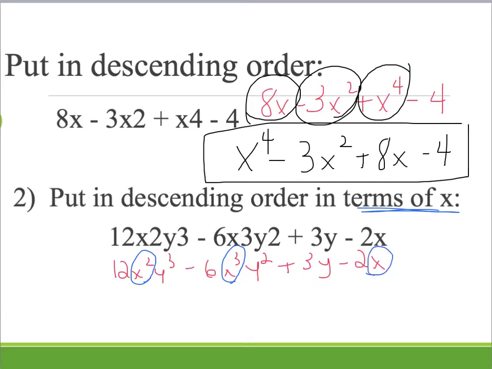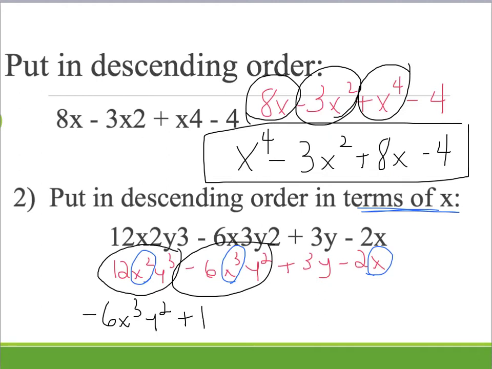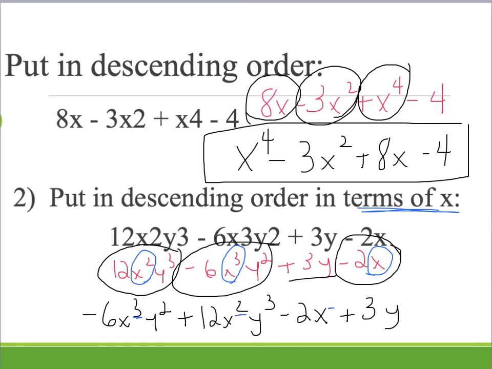Descending, I put the largest first. So this whole term is going to go first, negative 6x to the third y squared. The next largest is this term, plus 12x squared y to the third. Then I have my term with just x to the 1, minus 2x. And then the last term doesn't have any x values, so plus 3y. If I look at the x values here, I have 3, 2, 1, and 0.